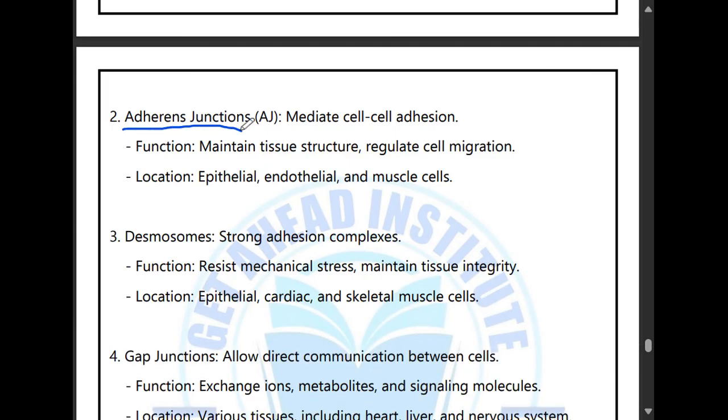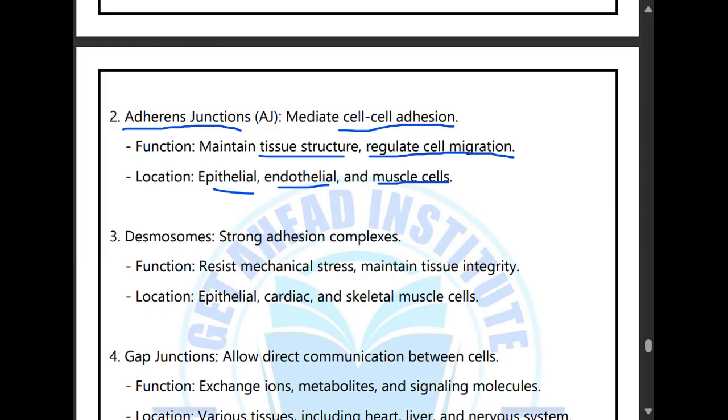Then the other one that we have has to do with adherens junctions. These ones mediate cell-to-cell adhesion. What is the major function? It is to maintain tissue structure and also regulate cell migration. Where are they found? Epithelial, endothelial, and muscle cells.